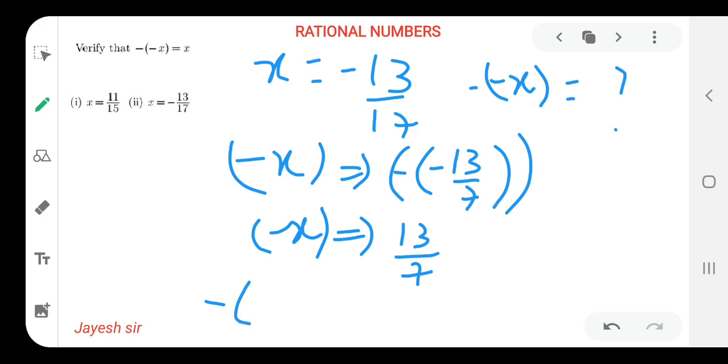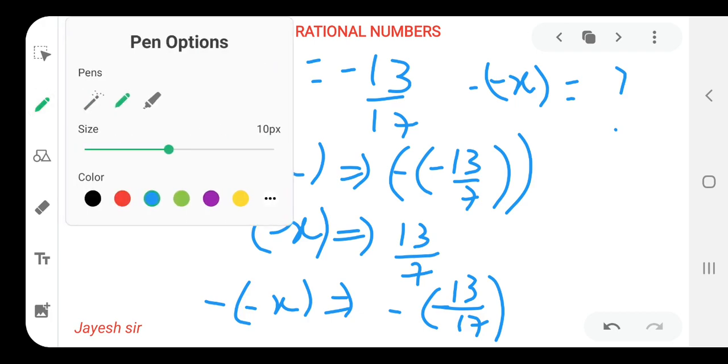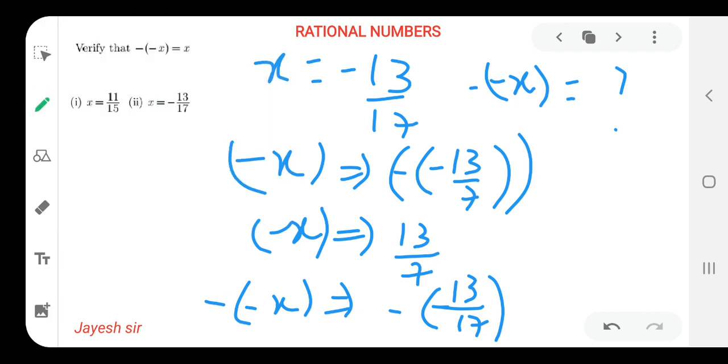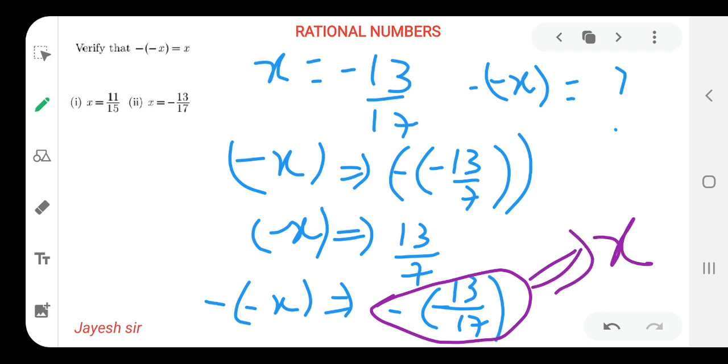What we want to find? We want to find minus minus x. Yes. So minus x is 13 by 17, and again what we'll do, we'll just add a minus sign to 13 by 17. So what we got is minus 13 by 17. What we got, friends? We got our result as minus 13 by 17, that is already the value of x. So hence we have verified our second sum also.